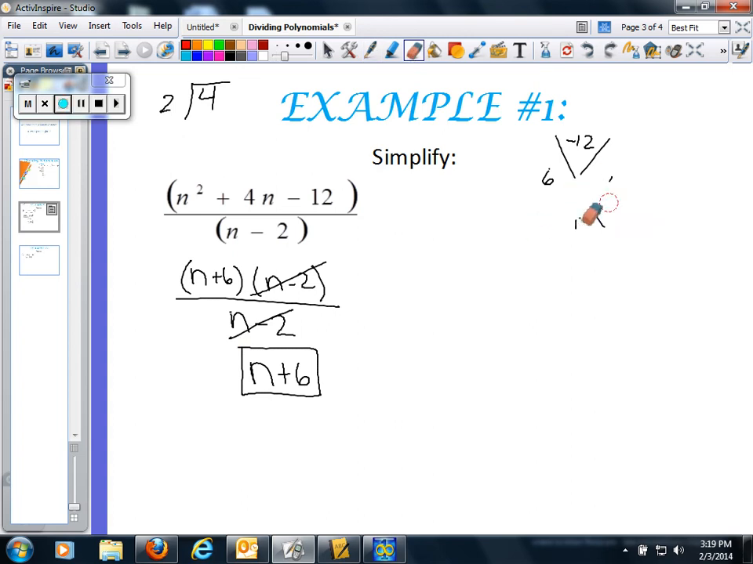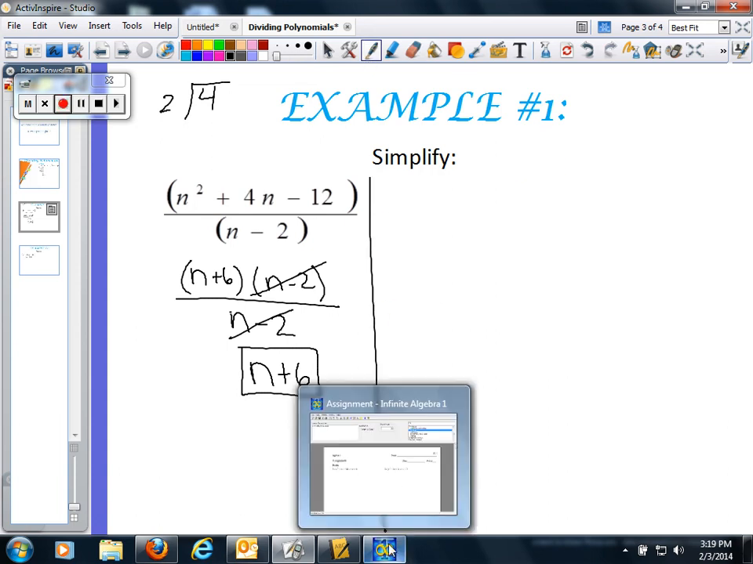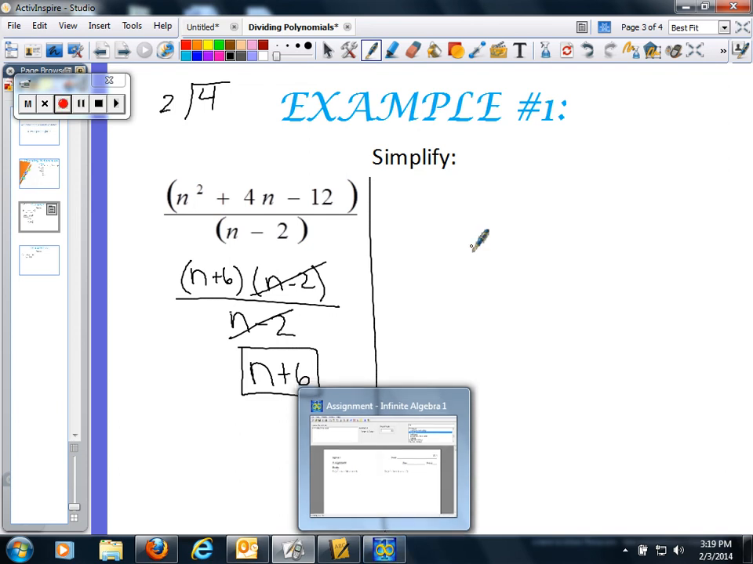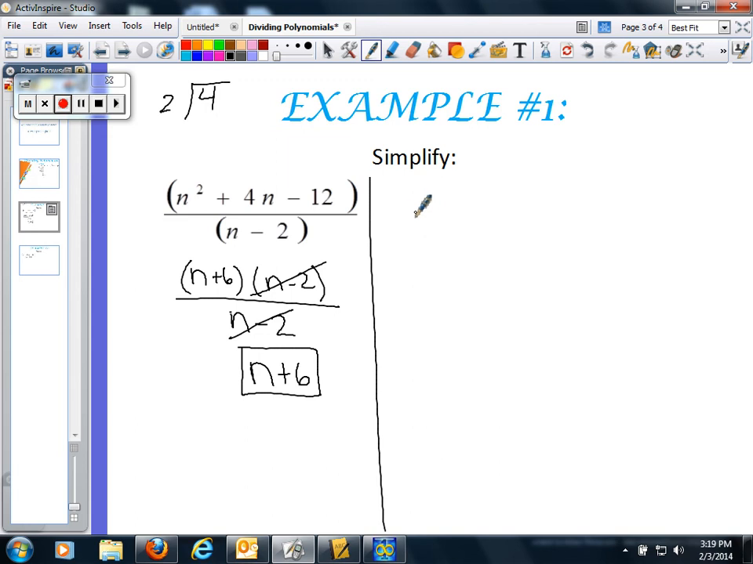Now, this is the short way of doing it. Now let's say I'm going to go ahead and erase the X box here. Let's say that we weren't sure, okay? And I'm going to show you the long way with an easier problem like this. So what you're going to do is put n minus 2 outside. You're going to put n squared plus 4n minus 12 inside.